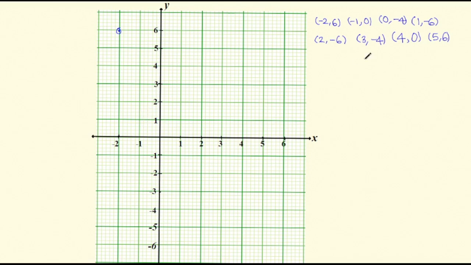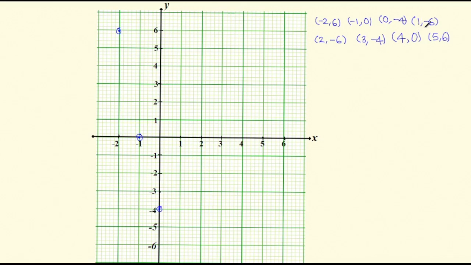And then let's move on to the next point, that is negative 1 and 0. So negative 1 and 0 is somewhere here. We make this plotting and also make some circle. The third point is 0 and negative 4. 0 for x, negative 4 is down on y-axis. So we also do the same, circling our point.